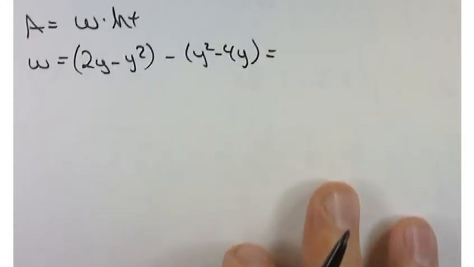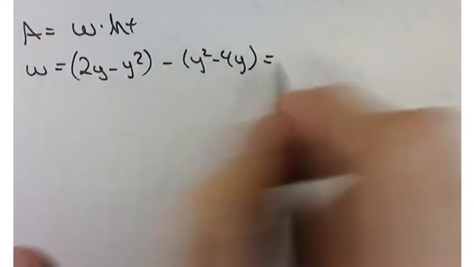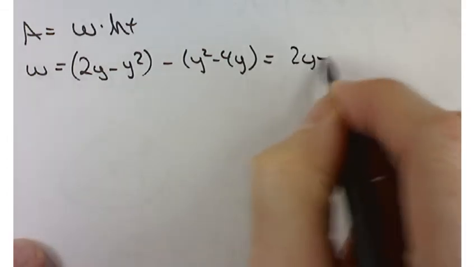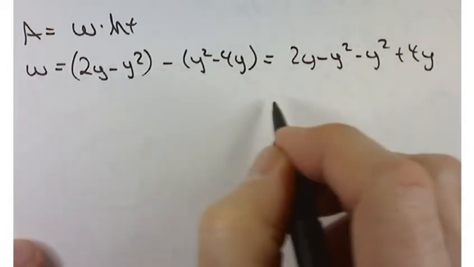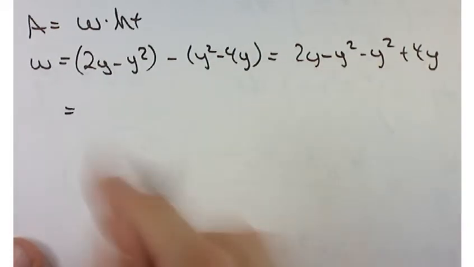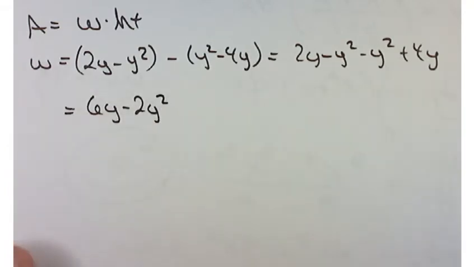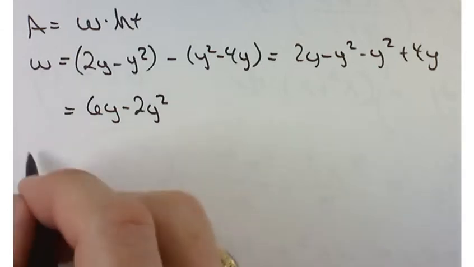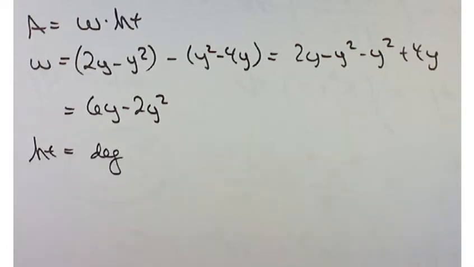And as we did with our previous problem, there's nothing wrong with simplifying this a little bit. So let me distribute the negative: 2y minus y squared minus y squared plus 4y. And that's going to simplify as 6y minus 2y squared. Now the height in this one is just dy.